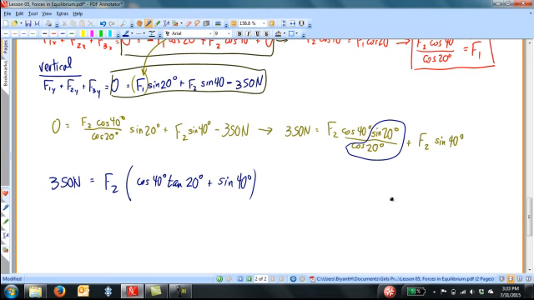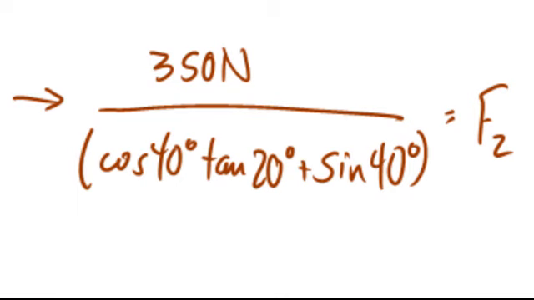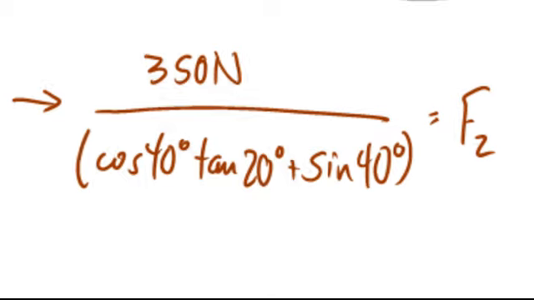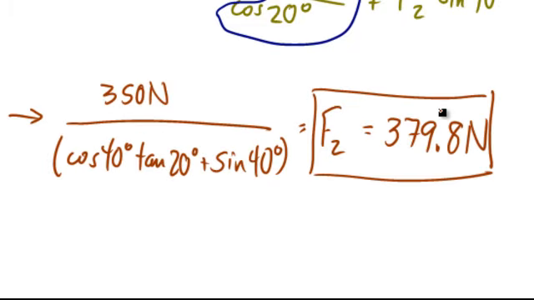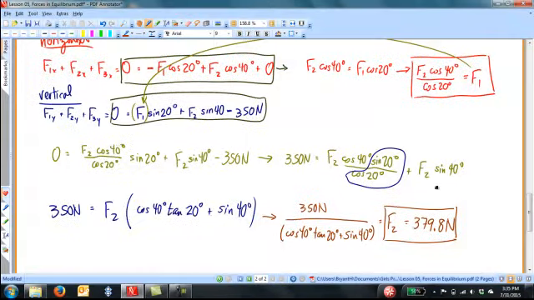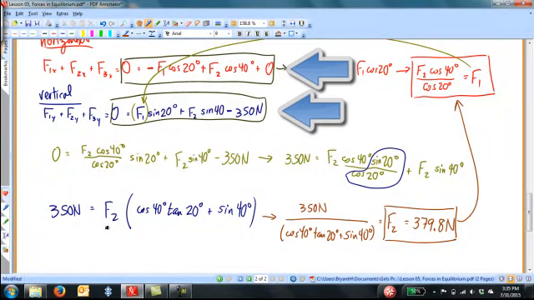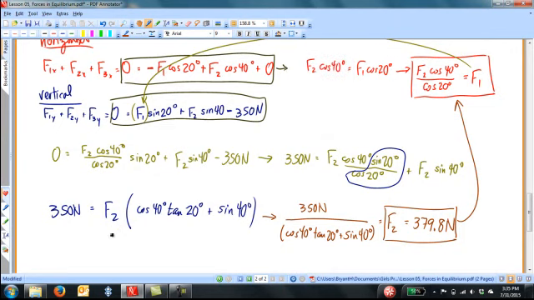Now, divide both sides of the equation by the parentheses. Admittedly, that's not a pretty expression, but it's something that I can handle. I can put this into my calculator. That's what I'll do next. My calculator tells me that to four significant figures, F2 is equal to 379.8 newtons. That's a number now that I can use to find F1 from the first equation. Or I could go back to either of the first two equations and use that number, but I like the F1 expression better. So I'll take that number and put it into the F1 equation.